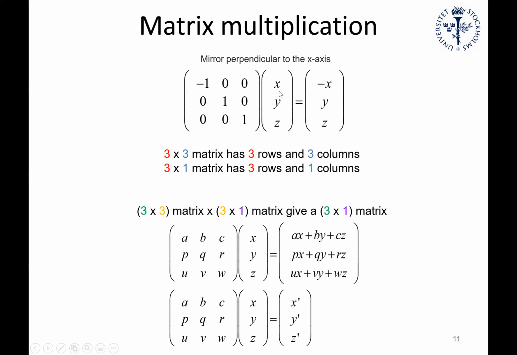Can anyone guess what symmetry operation this matrix corresponds to? Actually, sorry, I didn't see it, but it's a mirror perpendicular to the x-axis. So if you have a mirror perpendicular to the x-axis, your coordinates for y and z don't change, but your coordinate for x becomes the negative of what you started off with.